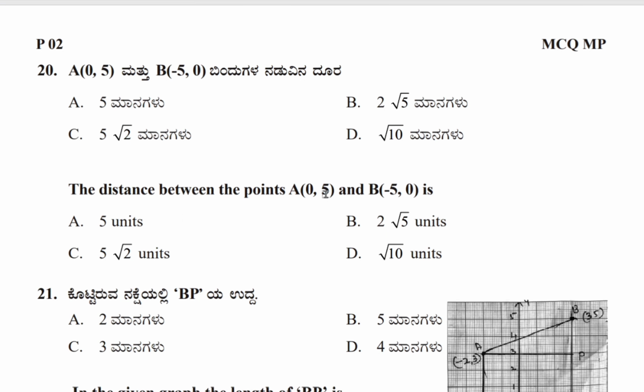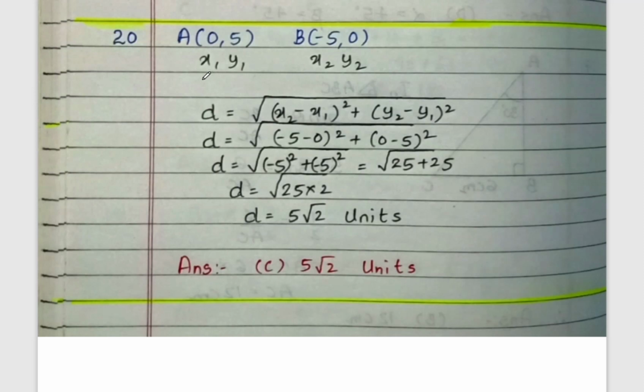The distance between the points A of 0, 5 and B of minus 5, 0 is. We need to find out the distance between the points A of 0 comma 5 and B of minus 5 comma 0 by using the distance formula. Therefore, A of 0 comma 5 can be written as x1 y1, B of minus 5 comma 0 is x2 y2.